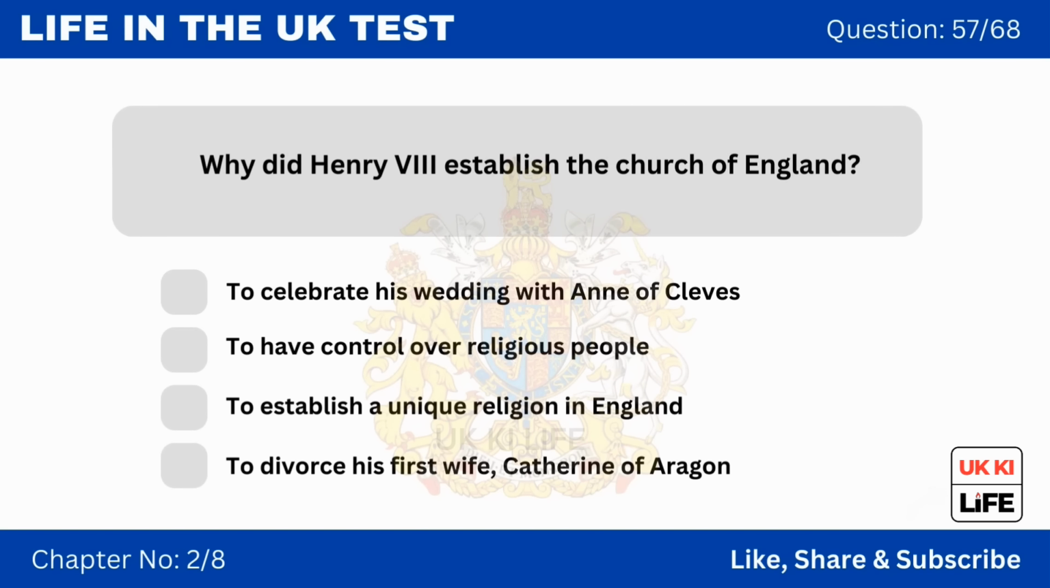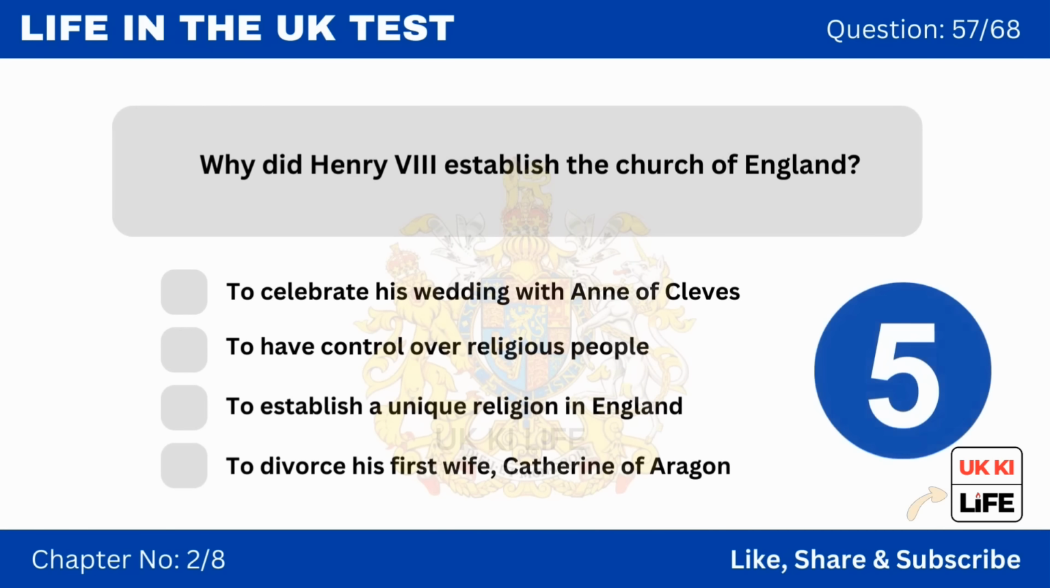Question 57. Why did Henry VIII establish the Church of England? To celebrate his wedding with Anne of Cleves. To have control over religious people. To establish a unique religion in England. To divorce his first wife, Catherine of Aragon.